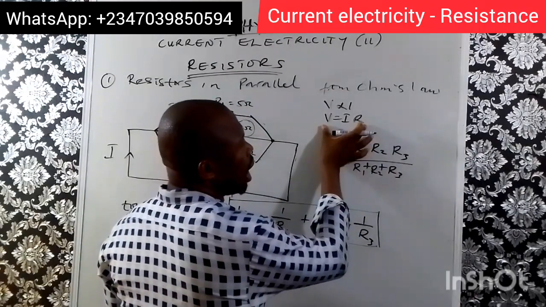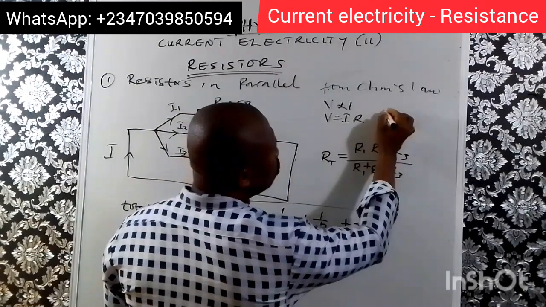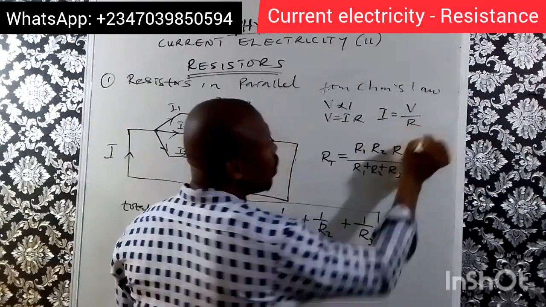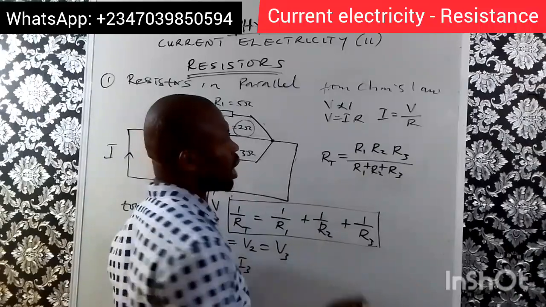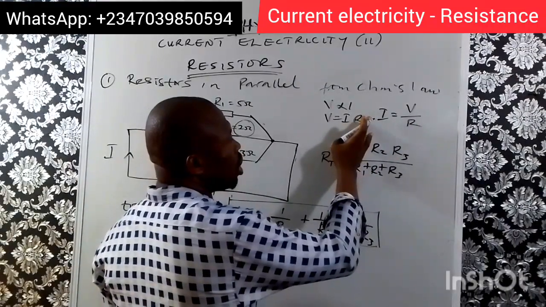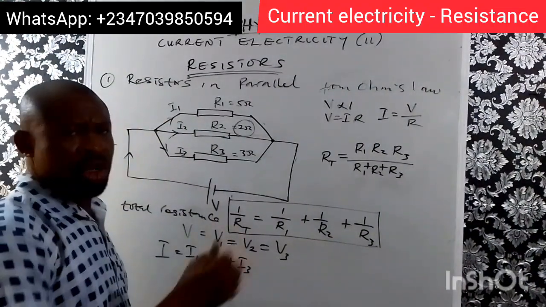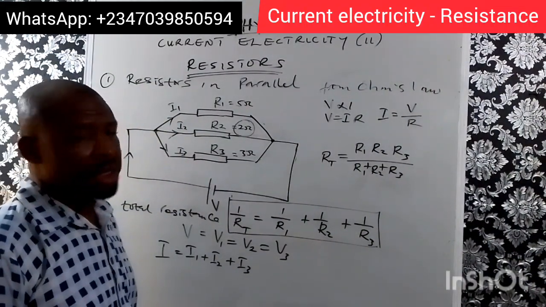By the time you make I the subject here, we can now have that I is V over R and vice versa. So if you want to make R the subject, R will give you V over I. Okay. Now let us take some questions here.